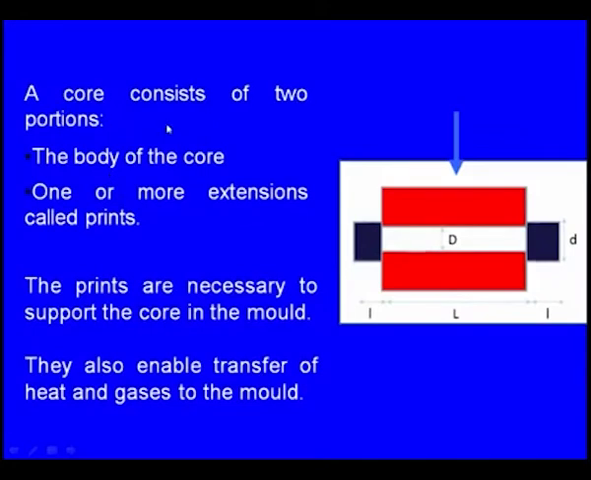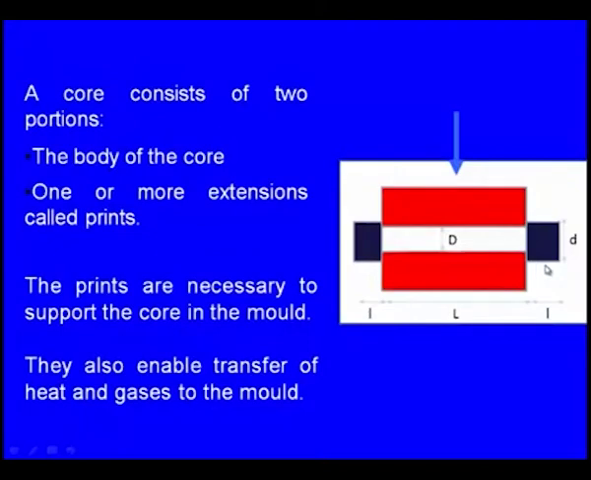A core consists of two portions. Remember, the body of the core, and one or more extensions called the prints. Suppose this red colored one is the casting. Now, internally we want a hole. So, to get the hole, we place a core there. In this portion we are placing the core.